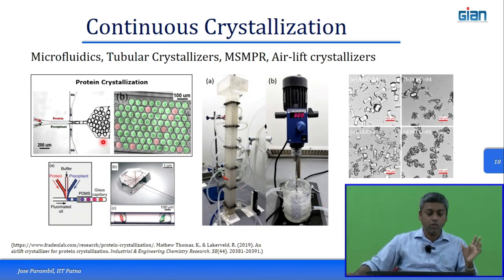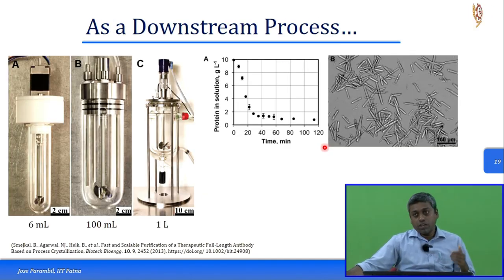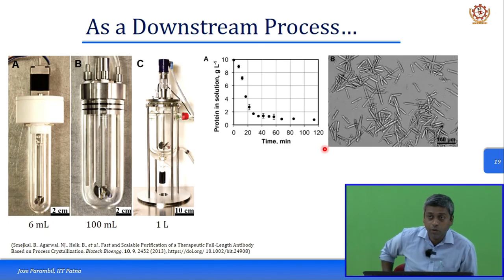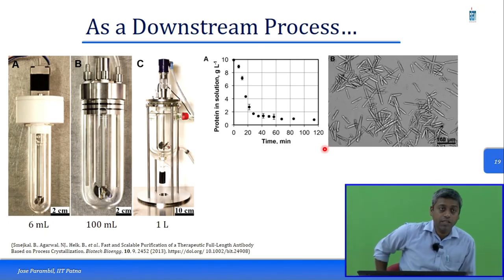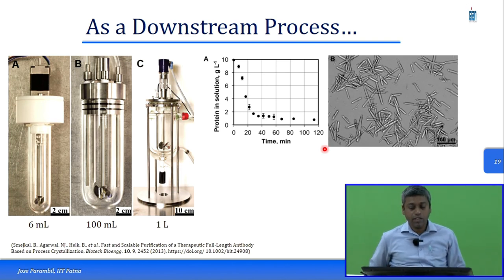So I'm just showing you a few examples from microliter scale to this much larger scale, where you can have hundreds of mLs or maybe a liter of system which is operating continuously. Now the question is, how can you use it for a separation or continuous downstream processing for the production? Again, there have been many reported literatures based on that.